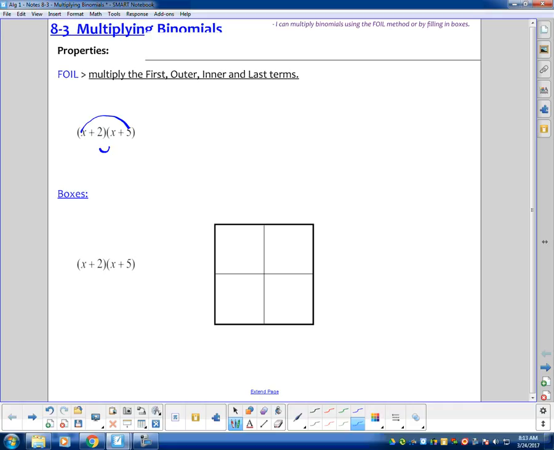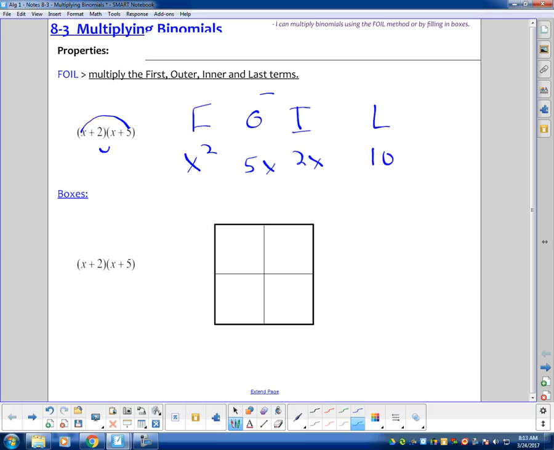So we write the acronym FOIL and start doing our multiplication. We have x times x, which is x squared. That is our first term. Then the outer terms are x times 5, so that's 5x. And then the inner terms are 2 times x, which is 2x. And the last terms are 5 times 2, which is 10.